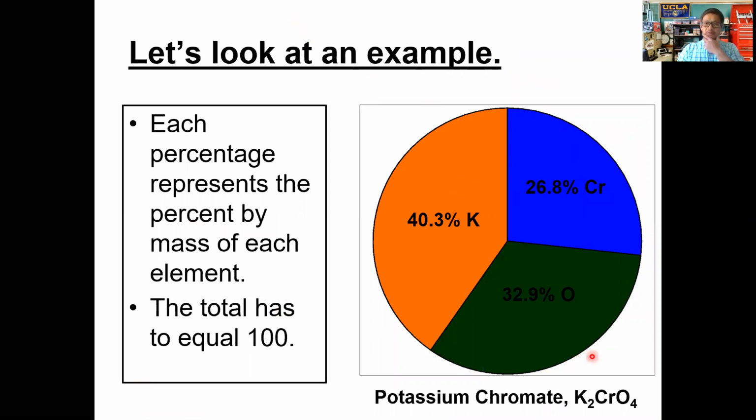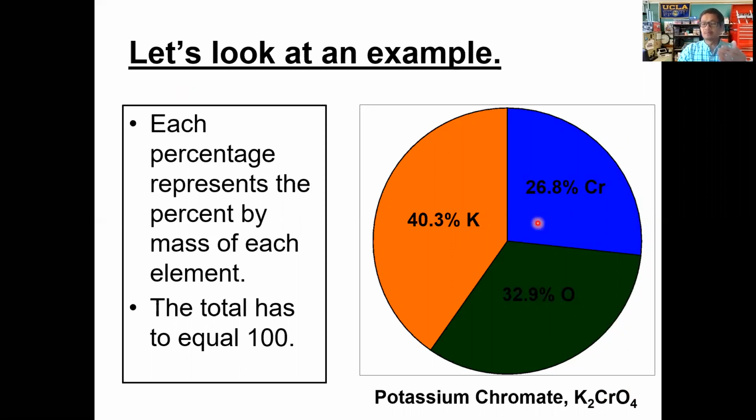This is the compound here. This is potassium chromate. Potassium chromate is made up of potassium, chromium, and oxygen. These are the elements here. When we break this down, so we run a decomposition reaction, and we compare the amounts of each one of these elements here to the total amount of the compound itself, we find then that about 40% of this compound is made up of potassium, about 27% is chromium, and about 33% is oxygen. Okay, so these are the percentages here.